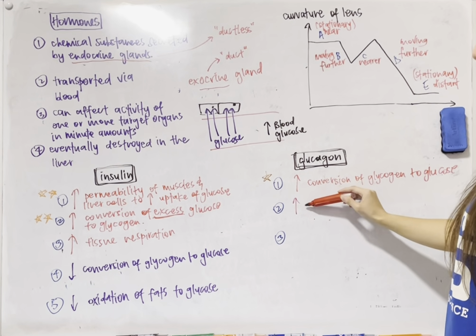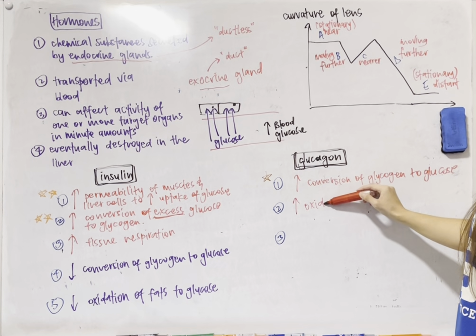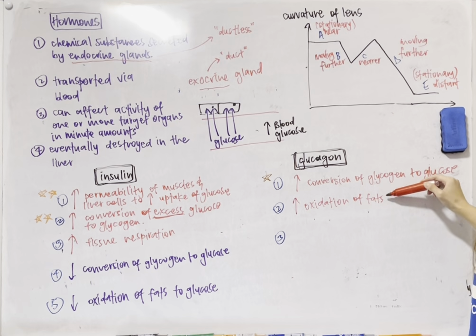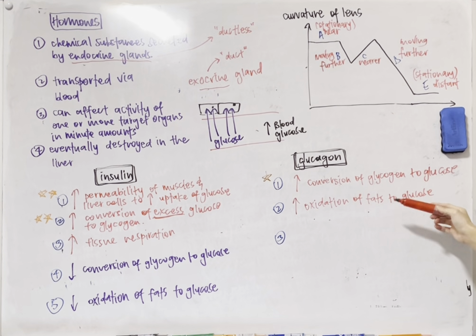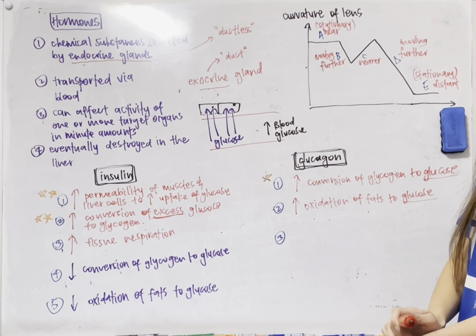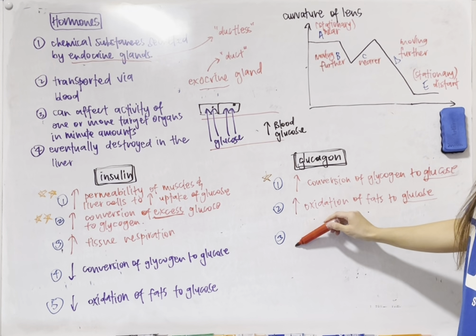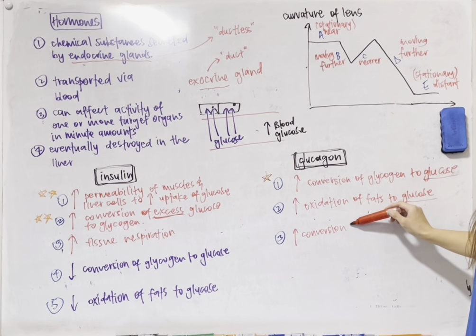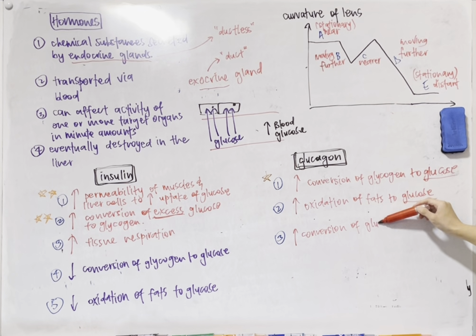Another one you can see: increase oxidation of fats to glucose. This is when your blood glucose is below normal. That's why I'm always trying to have processes that produce glucose. Next one. Jasmine, what's the third one? Increased conversion of lactic acid to glucose. Yes. And this happens in your liver cell.